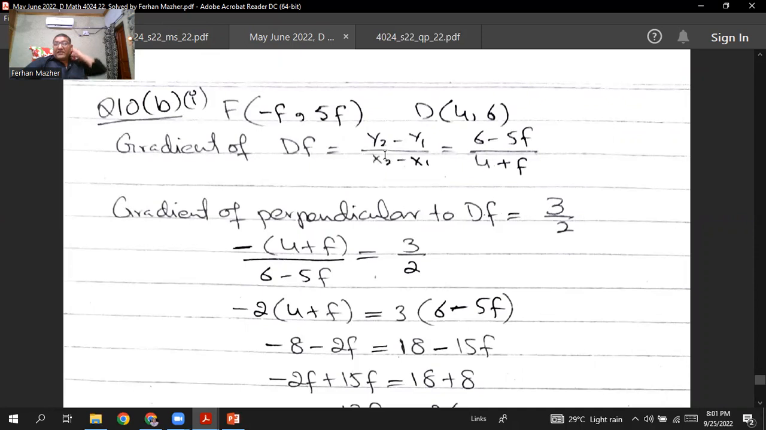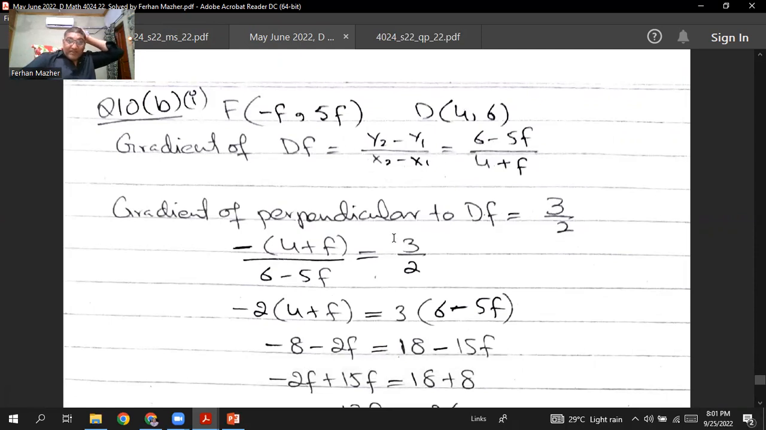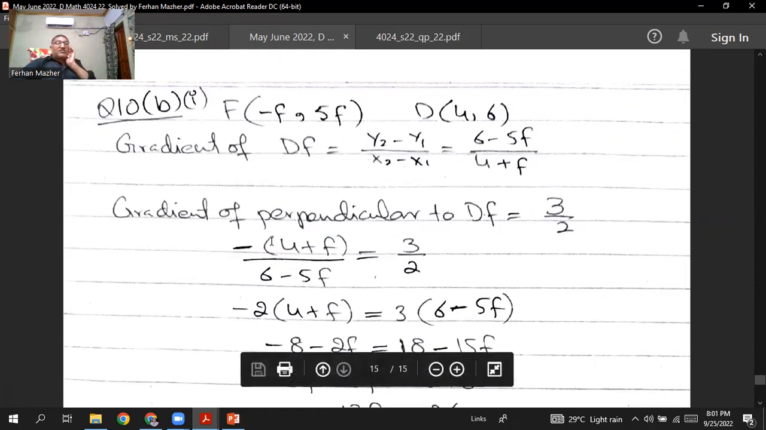The gradient of DF will be (y2 minus y1) divided by (x2 minus x1). It will be (6 minus 5f) divided by (4 minus (-f)), which is 4 plus f. The gradient of the perpendicular to DF is 3/2. So if you know the gradient of DF, the gradient of the perpendicular will be the reciprocal and the sign will change. So minus (4 plus f) divided by (6 minus 5f).